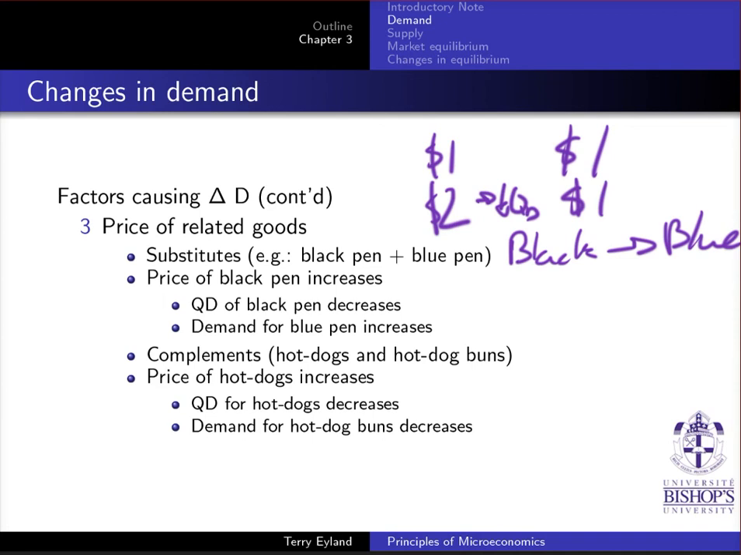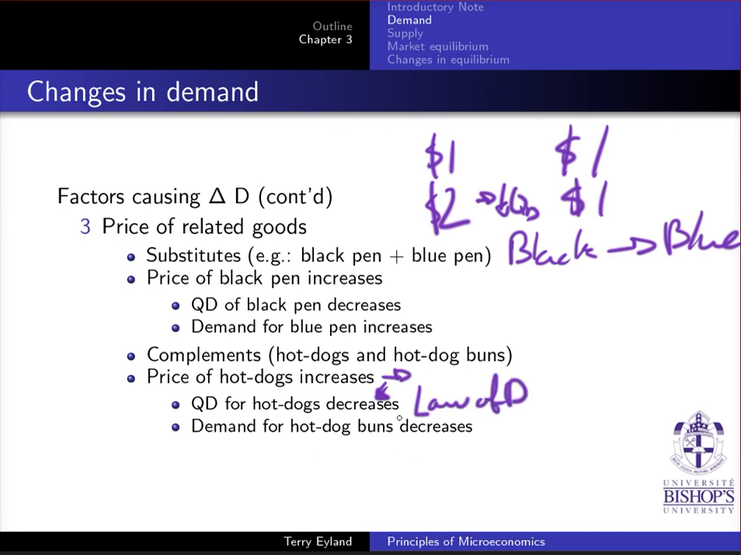The other alternative that could have an impact on demand, which is not due to the price of your own good, is due to the price of a complement good. So if you typically buy hot dogs and hot dog buns together, well, if the price of hot dogs goes up, we know that the quantity demanded for hot dogs will go down. This is due to the law of demand.